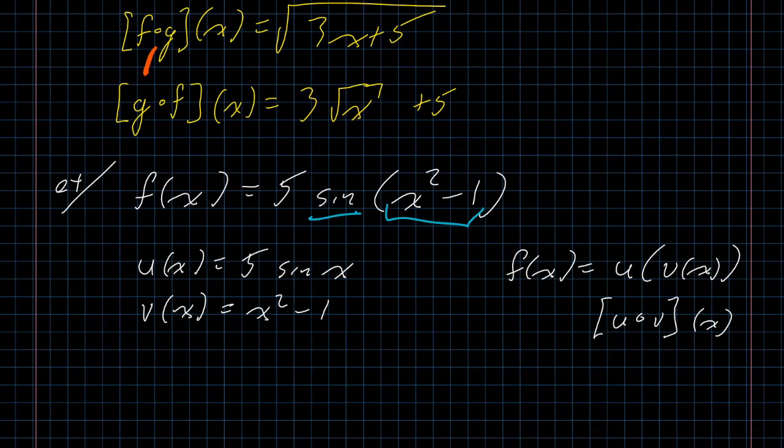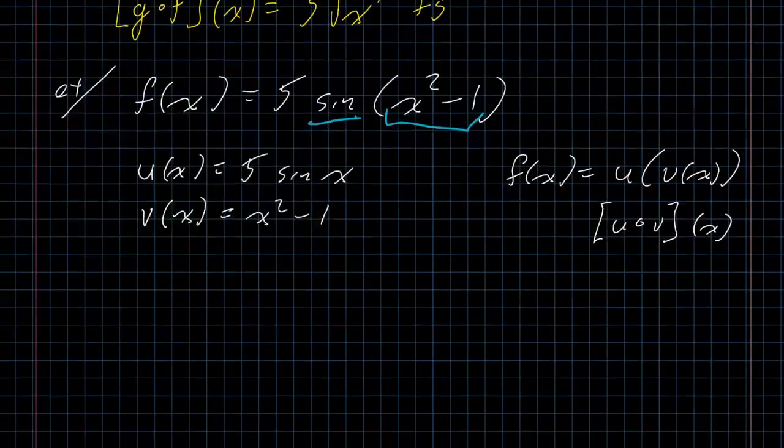One of the places that I see confusion often is students looking at a situation of composition and trying to work with it as though it was the product of two functions, or seeing the product of two functions and trying to work with it as composition. So think about what the function is doing. X squared minus 1 is the argument of the sine function. The argument of the function is what you get when you're doing composition.